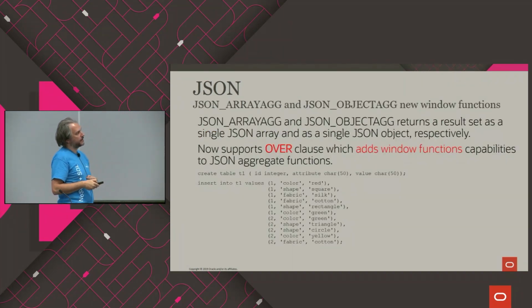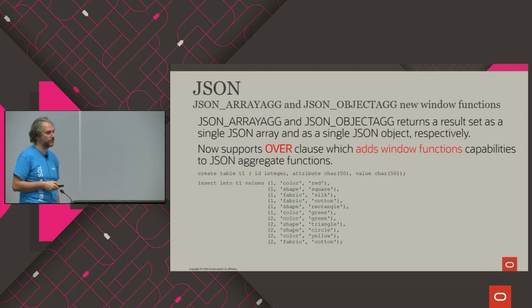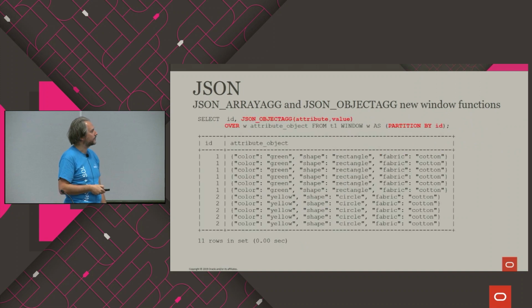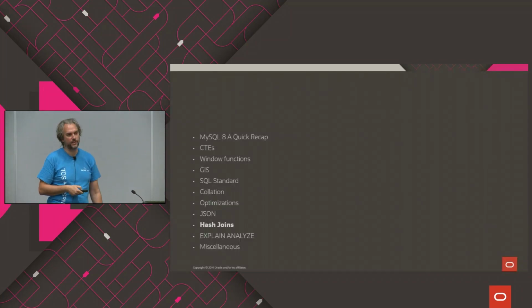And all right, we also have window functions for a JSON array. It's the same syntax as was used with window functions, with OVER, and we can use it over JSON data types, and so on. I won't stay here. I'll go to hash joins.